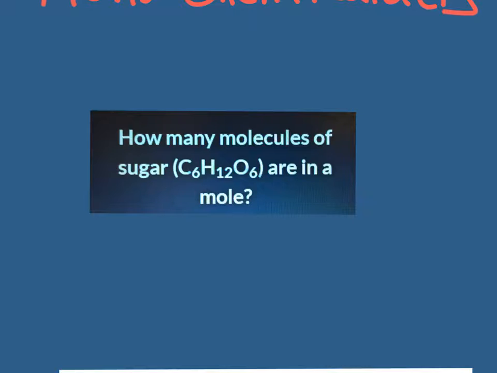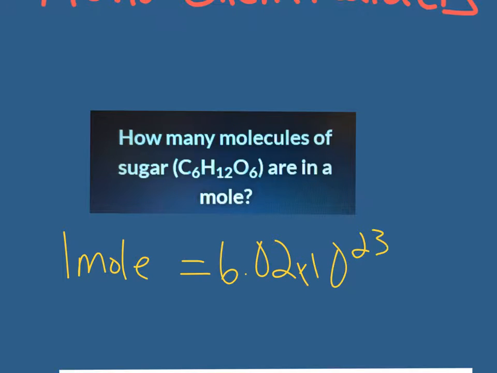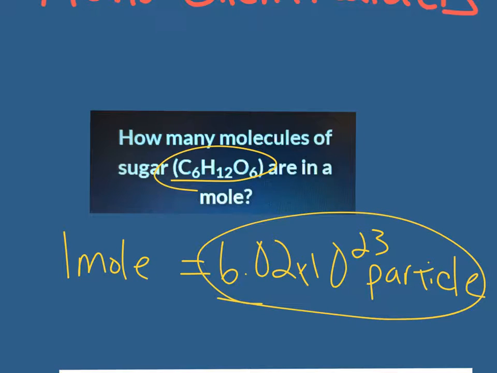By definition, when we were talking about what a mole is, 1 mole of anything equals 6.02 times 10 to the 23rd of that thing, whatever type of particle it is. Because this is a molecule, our answer here is the number of molecules is this number right here. And that's it. There really wasn't any math involved in that question.